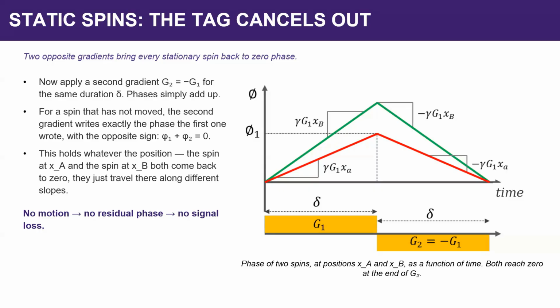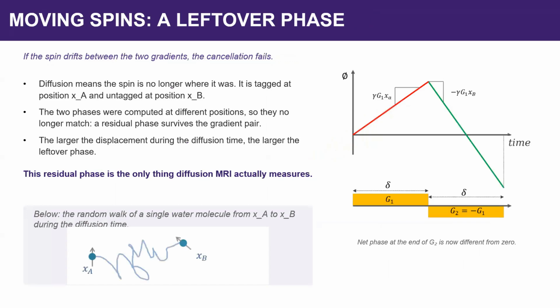Why does this happen? Because the water molecule doesn't move, it doesn't have a residual phase. It has no motion. So if the first gradient phases the water molecule and the second gradient cancels it, they have no signal and you can measure that.